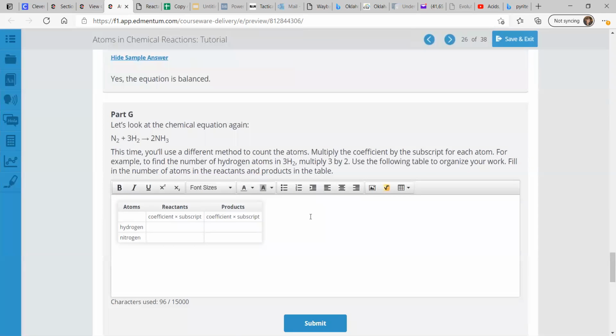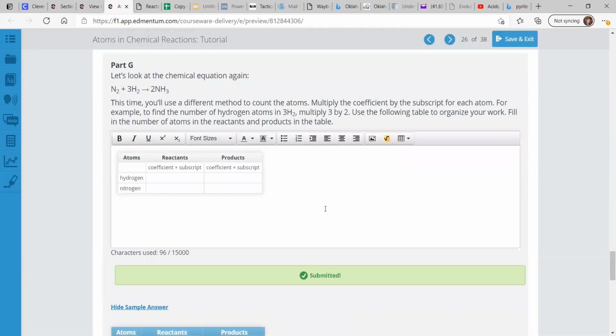Now we have another chemical equation, nitrogen plus hydrogen. This time we're going to use different methods to count the atoms. Multiply the coefficient by the subscript for each atom. For example, to find the number of hydrogen atoms in 3H2, multiply the 3 by 2. That gives you 6. Use the following table to organize your work. Fill in the number of atoms in the reactants and products in the table.